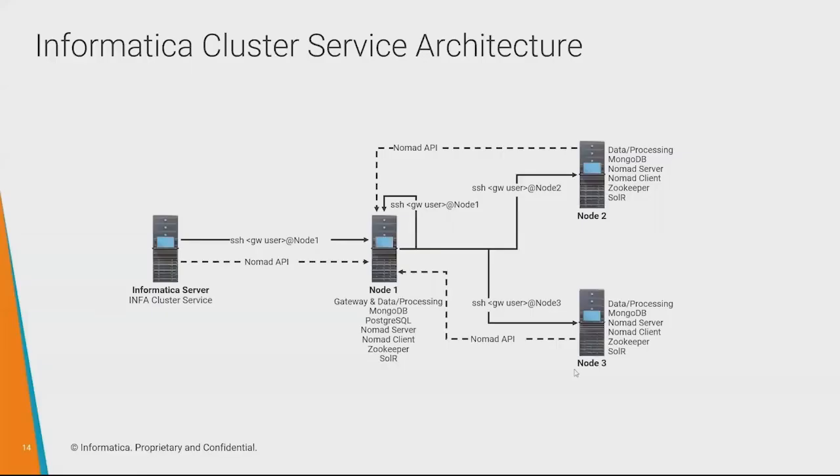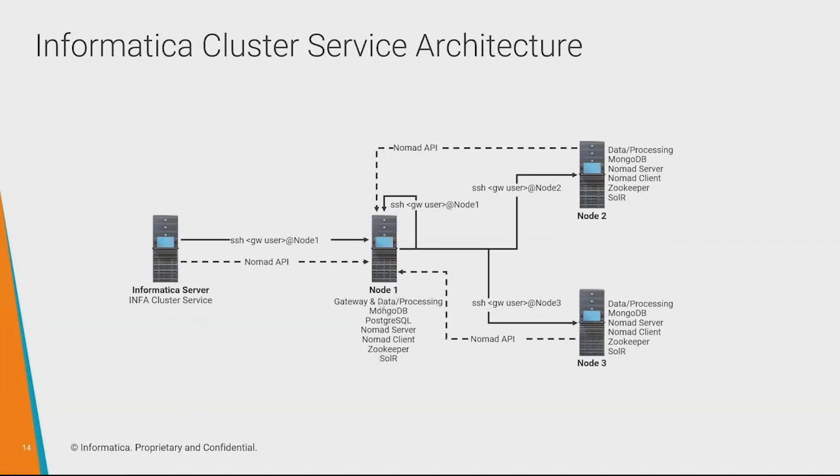And this slide specifically goes into the details of the Informatica cluster service architecture. So like I mentioned, the Informatica cluster service is the one which deploys and manages the Nomad and MongoDB based cluster from the previous slide. So if you see the Informatica cluster service, this is running in the Informatica server. And this has been configured with a 3-node Nomad and MongoDB cluster, right?